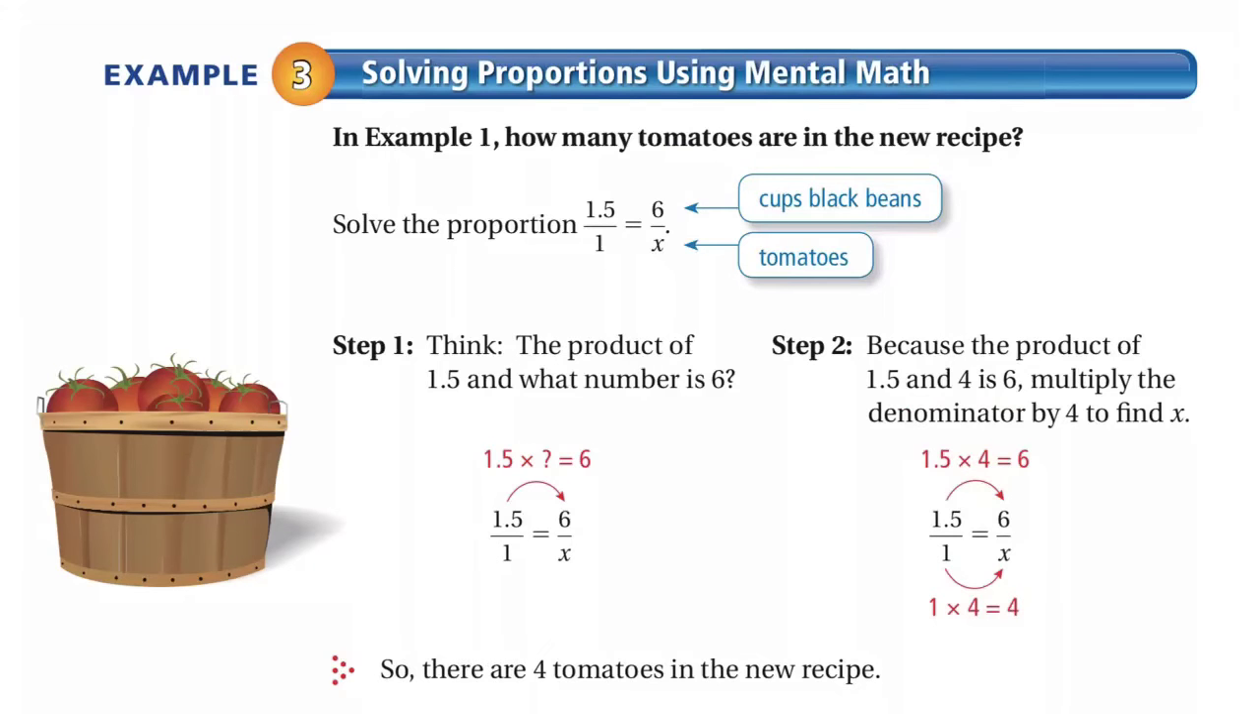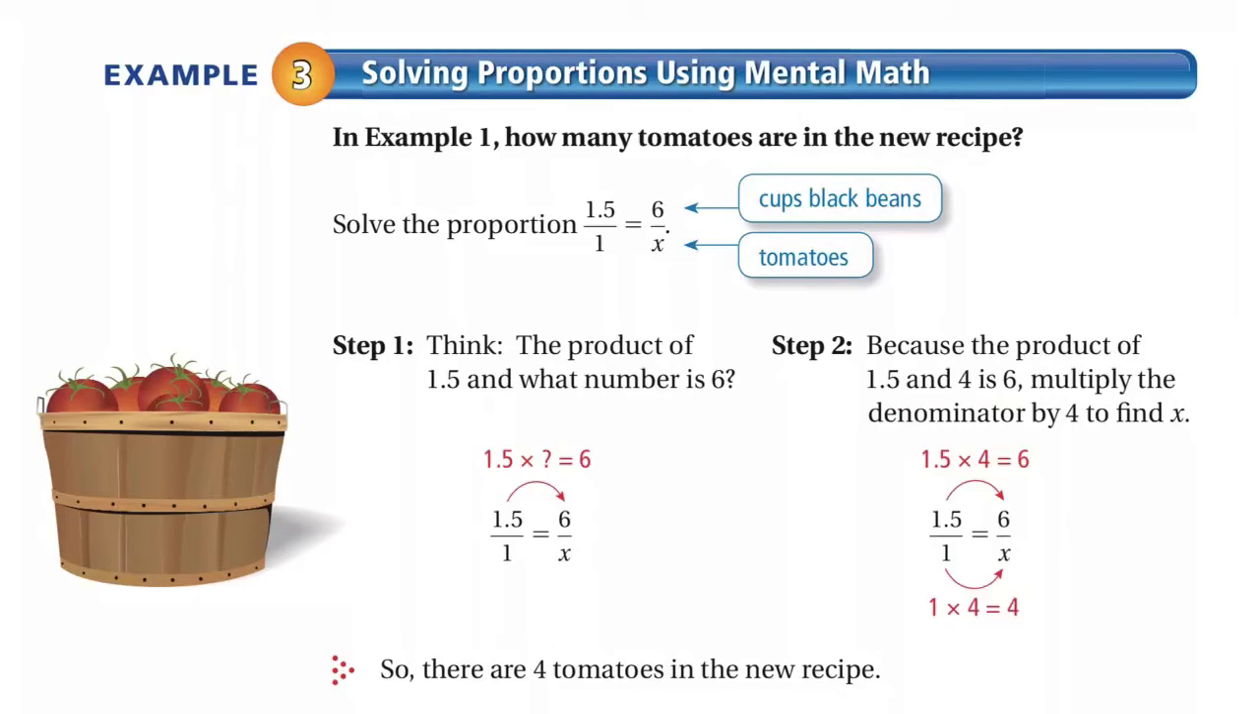For example 3, solving proportions using mental math, it said in example 1 how many tomatoes are in a new recipe. So we have the proportion that we wrote down, 1.5 over 1 tomato equals 6 cups over X tomatoes. So you think, what times 1.5 equals 6? 4 times 1.5 equals 6. So then you go to the denominator, 1 times 4 equals 4.